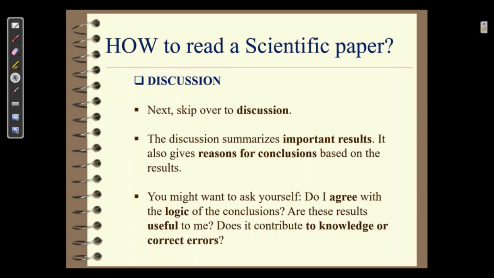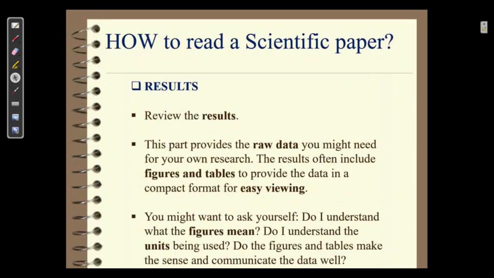The next part is the results. We need to review the results, which provide the raw data, the figures and tables. For example, we have figures and we have tables. These are an easy way to see and understand the raw data, or the statistical data of the experiments.